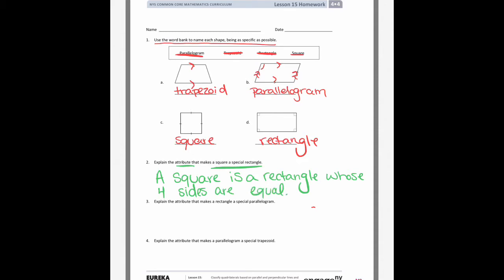Alright, number 3 says explain the attribute that makes a rectangle a special parallelogram. Well, a rectangle is a parallelogram with right angles because its opposite sides are still parallel, but it has 4 right angles. So a rectangle is a parallelogram with 4 right angles.